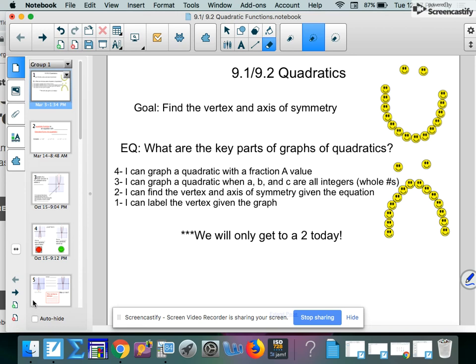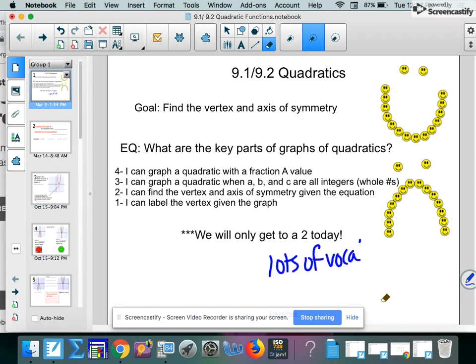Welcome to your Chapter 9 notes for 9.1, and we'll also do a little bit of 9.2 today. Today we are finding the vertex and axis of symmetry. We're going to have a lot of vocab today, but it's all really good information that you need for this chapter. So we're going to find out what are the key parts.